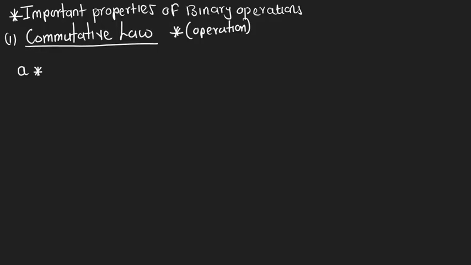So, if you've got A star B, this can also be written as B star A. If this agrees, then this is what you call the commutative law. Then it means the operation on star is commutative.